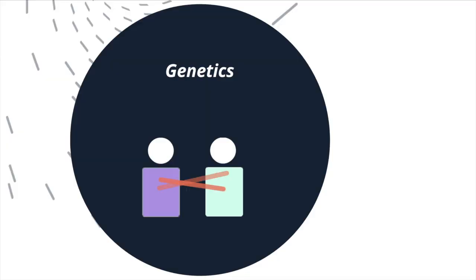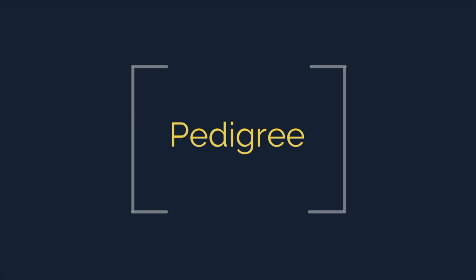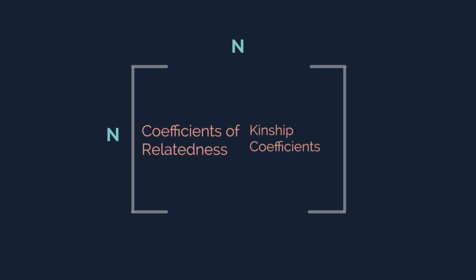Today I'm here to show you how to calculate an empirical pedigree for use with SOLAR-eclipse software. SOLAR-eclipse uses a pedigree structure to determine the level of genetic similarity between subjects in a sample. A pedigree is a square matrix n by n, where n is the number of subjects in the sample. The elements in this matrix are called coefficients of relatedness, or kinship coefficients.